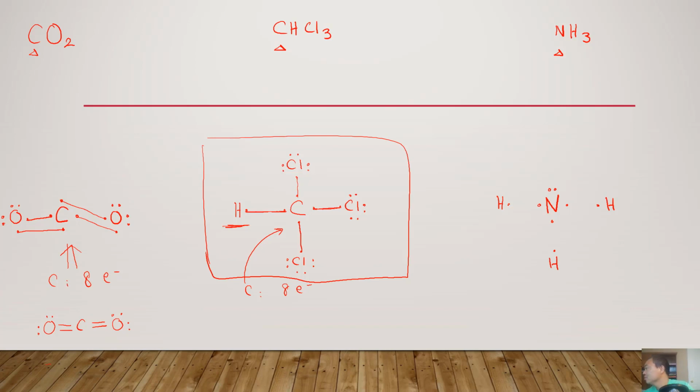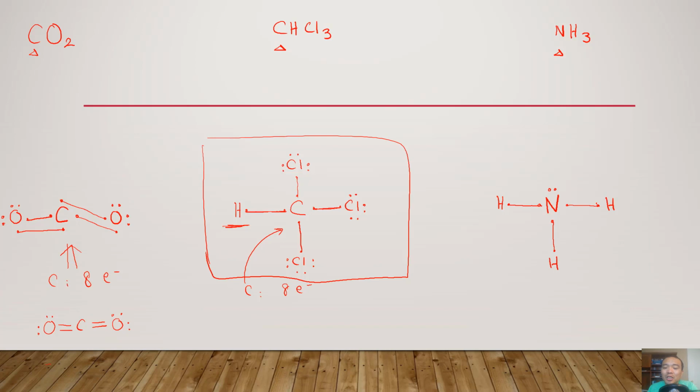So this hydrogen forms a single bond with the center atom. The bottom hydrogen forms a single bond with the center atom. The right side hydrogen forms a single bond with the center atom. Again, so step 2 is done.